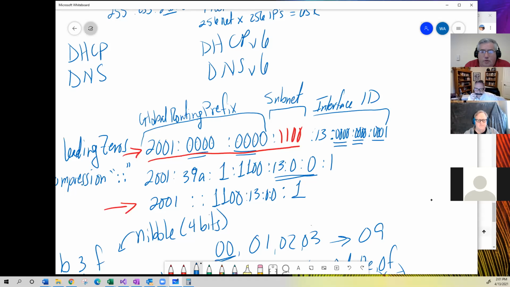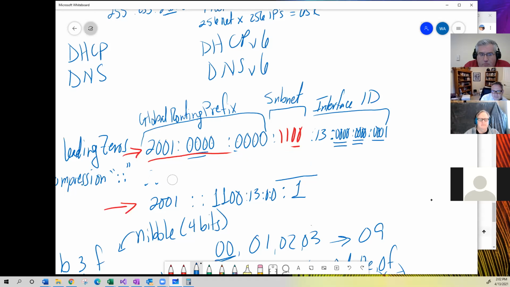Right. So first off, I'll jump in here. Your database is going to have the compressed version in there. It's not going to have the uncompressed. So the computer is going to look for an uncompressed one, so it's going to have to uncompress the database version in order to match them. Does that make sense? Yes, it does. Okay, so that clears up that part of the question.